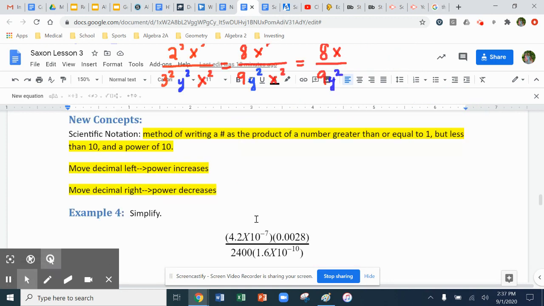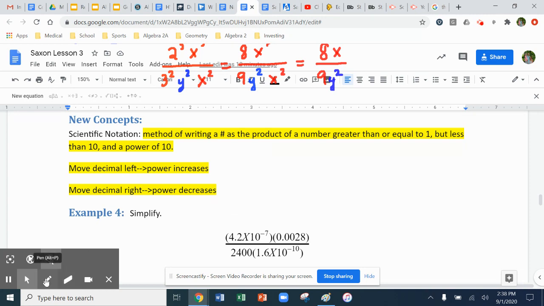Welcome back to day 2, where we are going to look at the second half of our learning target, which is converting numbers to scientific notation, and then also finding products and quotients of numbers that are in scientific notation. So first, scientific notation is a method of writing a number as the product of a number greater than or equal to 1 but less than 10, and then a power of 10. So it's basically a shorthand way that we can rewrite numbers.